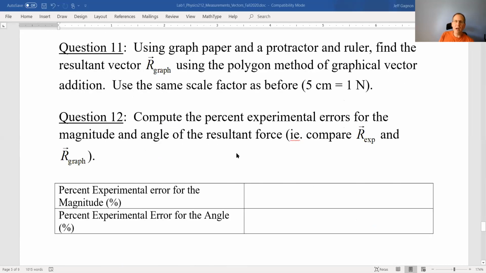Then, just like before, I want you to compare the magnitude of the experimental resultant vector and the magnitude of the graphical resultant vector, and then compare the directions. So compute 2% experimental errors and show me those calculations.